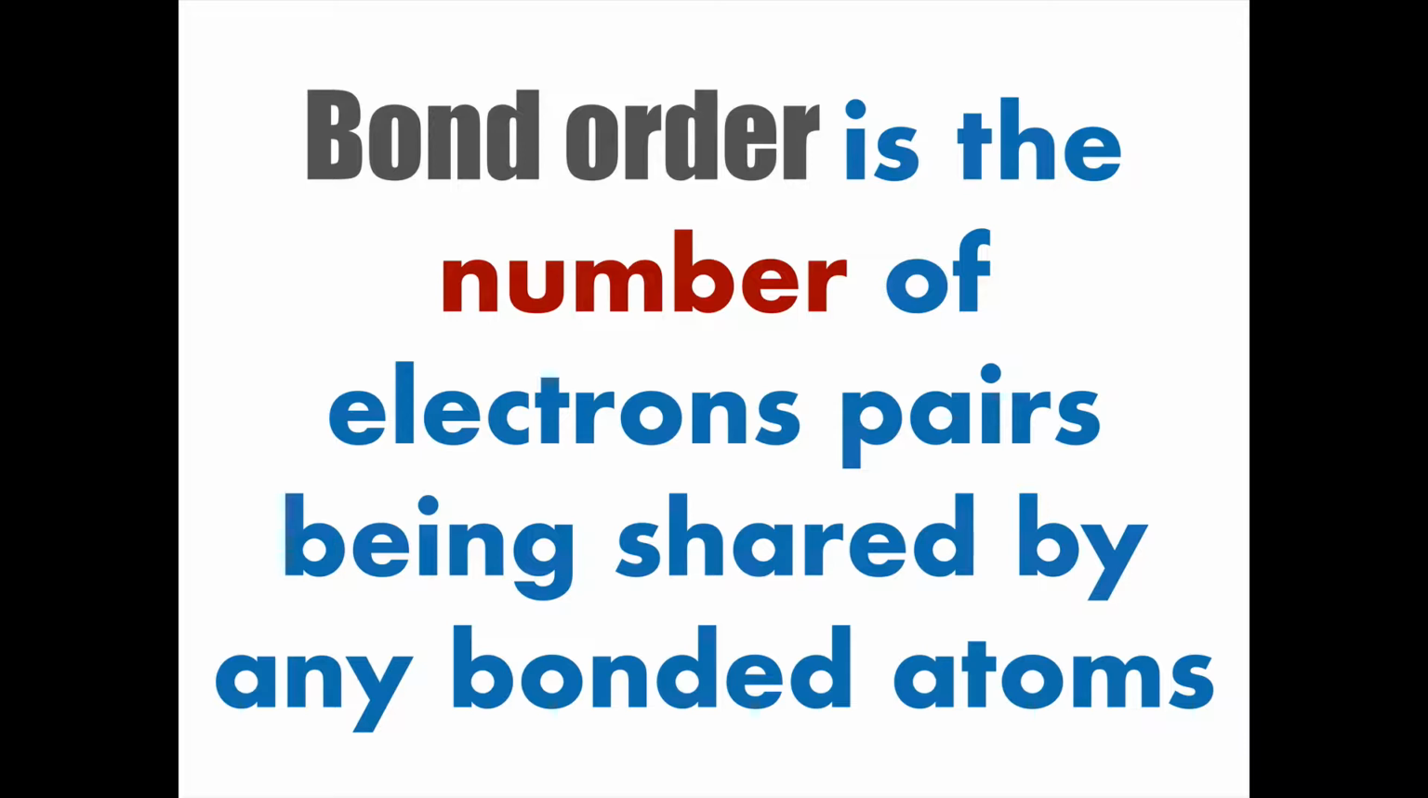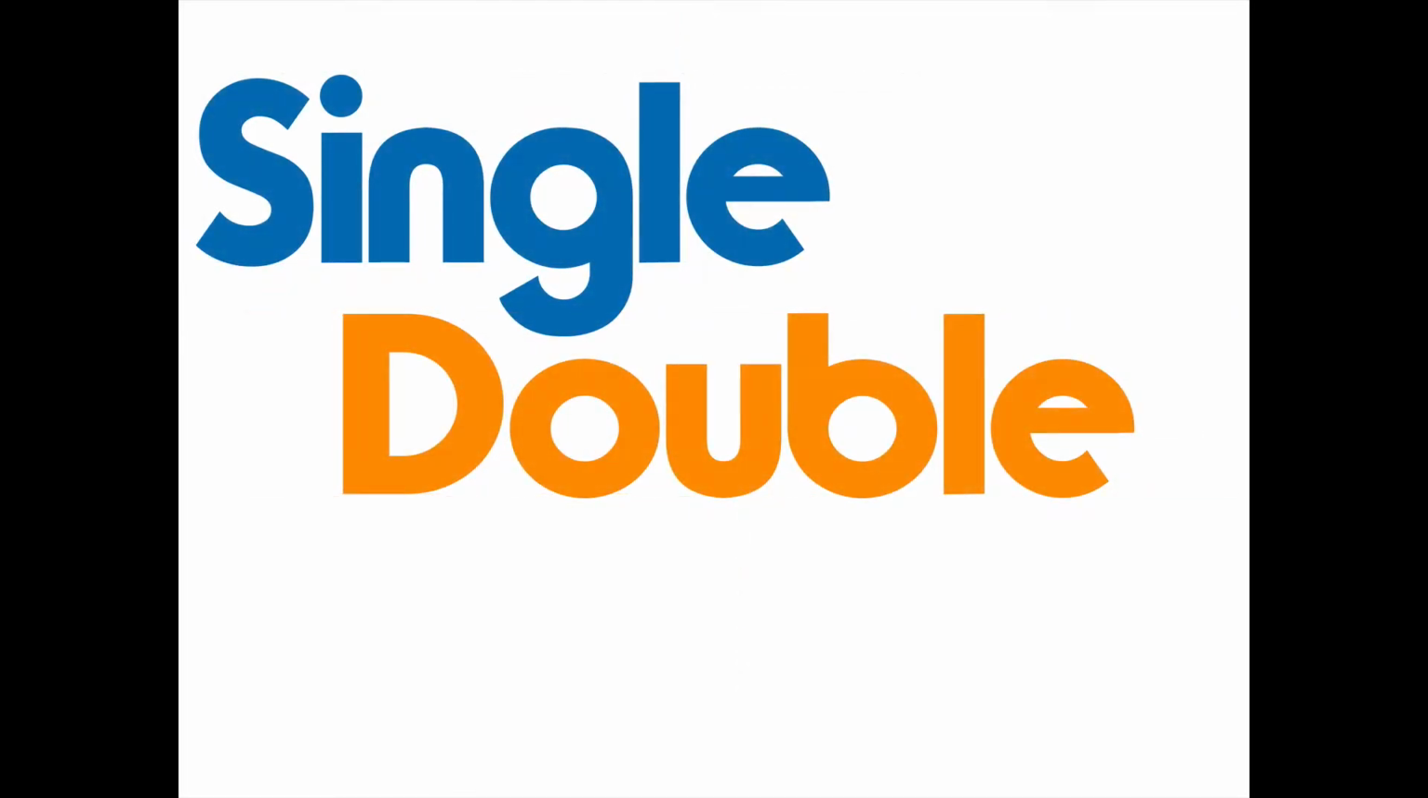Bond order is the number of electron pairs being shared by any bonded atoms. In other words, if I have a single bond, that's a bond order of 1. If I have a double bond, with a sigma and a pi bond, that is a bond order of 2. And if I have a triple bond, which is three pairs being shared, that's a bond order of 3. So there are three different types of bonds that we're going to discuss: the single bond, the double bond, and then the triple bond.